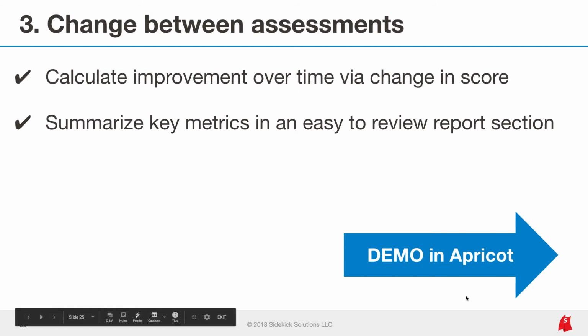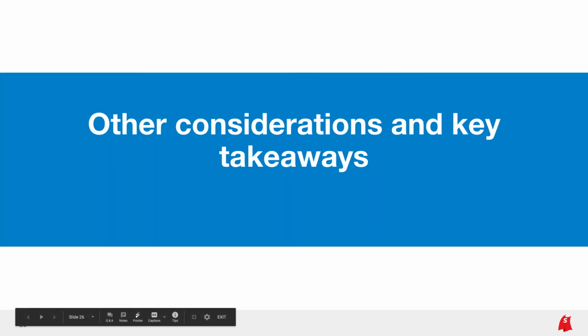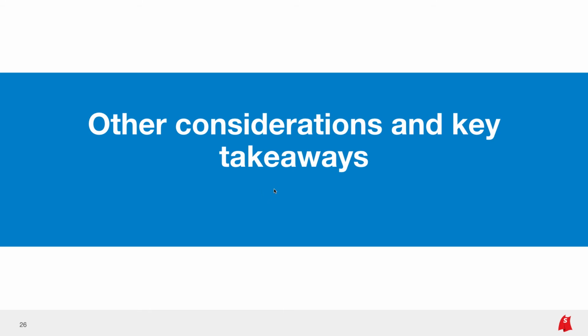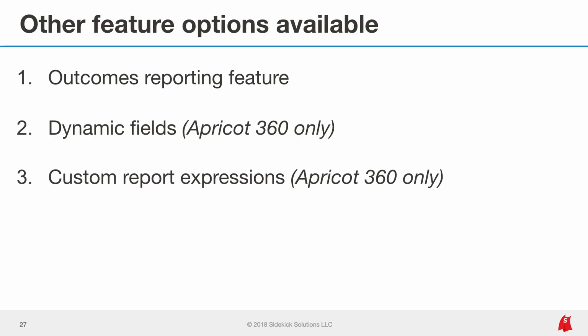Okay, so let's take a look at some other considerations when you're thinking about tracking assessments, and then wrap up with our key takeaways. So first off, there are a few other features we haven't talked about yet today that can come in handy if you're looking to take your assessment tracking to the next level. One of those is actually specific to reporting. So there's a feature in Apricot called outcomes reporting, and we'll take a look at that.